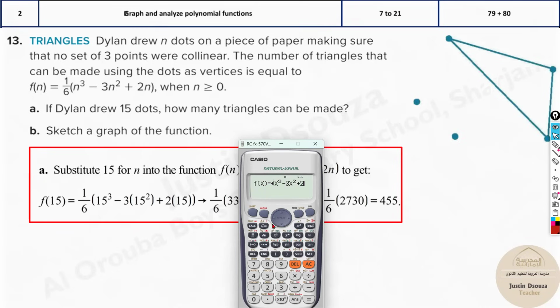And lastly, we have plus 2 times n. So this and this over here. And press equal to. There is no other function. You may not have this option as well. Directly jump to the start.